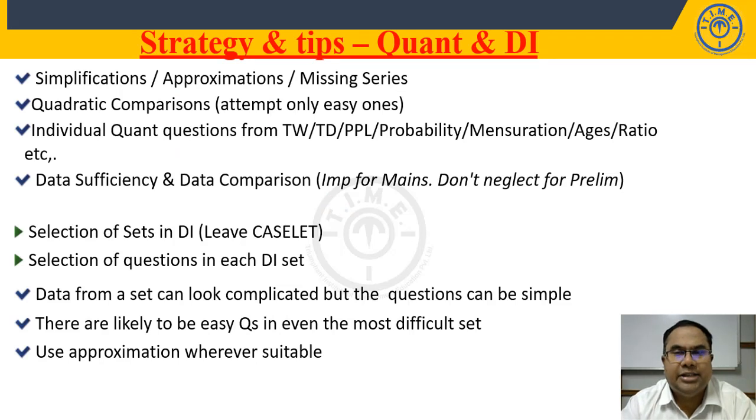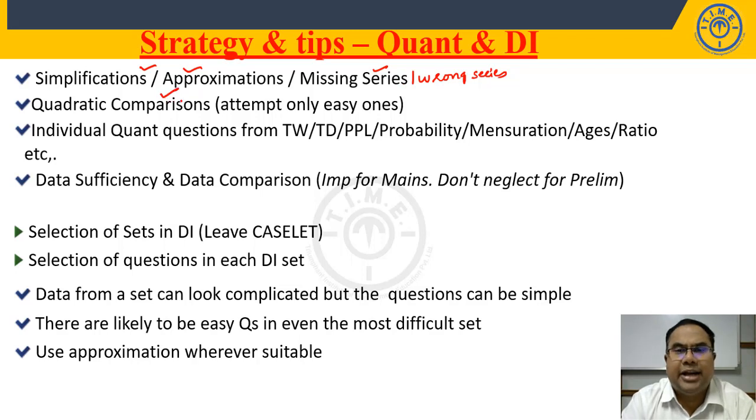Now look at strategy and tips. Always start with the easiest area. In the entire paper, what is the easiest area? Questions based on simplification, approximation, series, missing series or wrong number series. These are the things you need to attempt first: series questions, simplification questions, approximation questions.